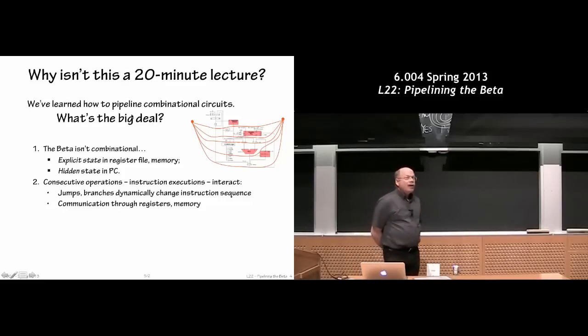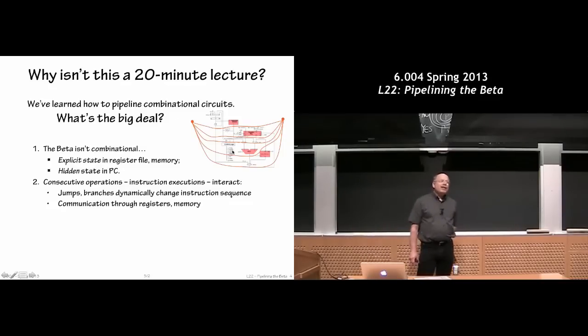Well, the first thing to notice is that the Beta is not a big piece of combinational logic, right? There's actually state elements here. And what that means is that there is some memory in the system of the effect of previous execution.